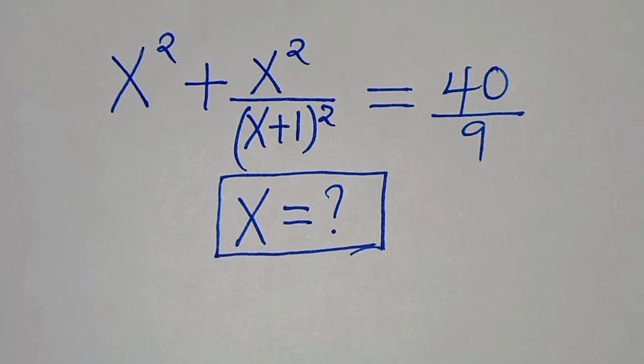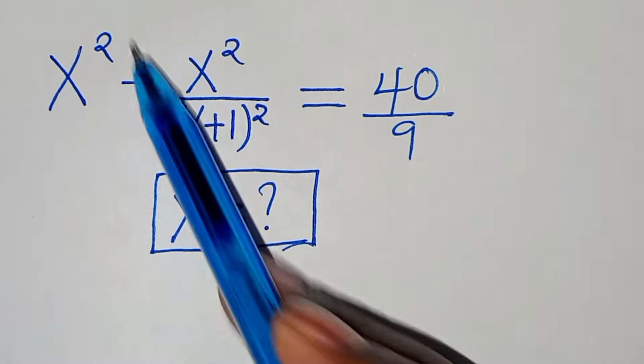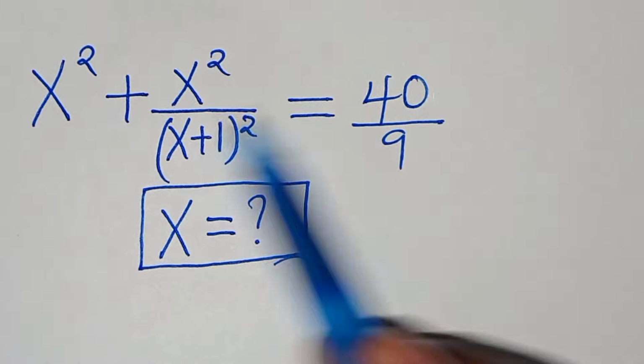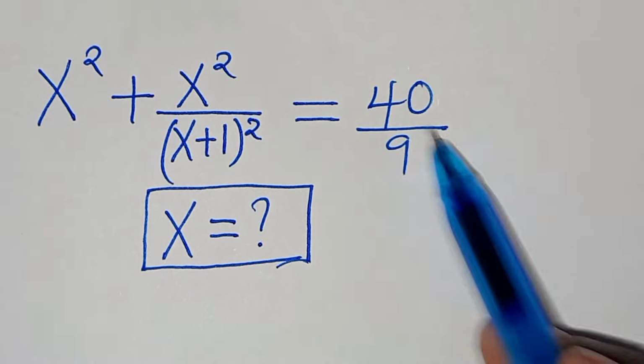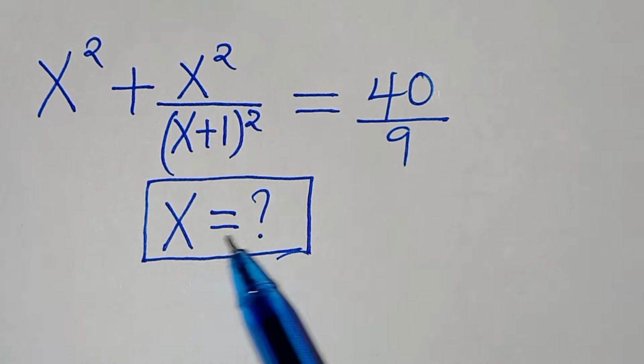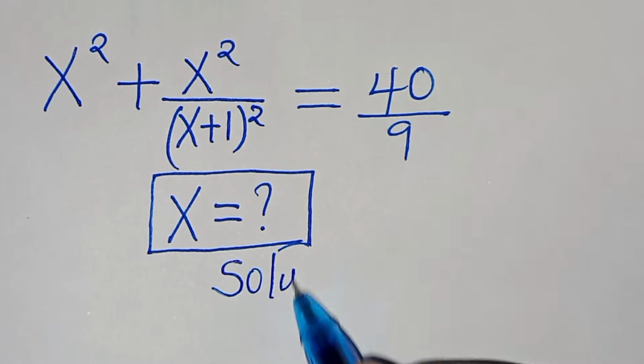Hello everyone, you're welcome to solve this nice algebra problem, which is x squared plus x squared divided by (x plus 1) to the power of 2. This is equal to 40 over 9. So what are the values of x? So let's provide a solution from here.